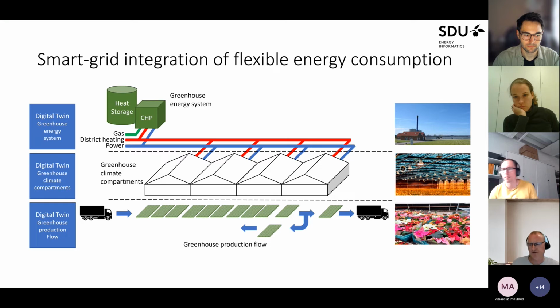Then we make a twin of the greenhouse compartments themselves. That's actually the grow environment. And we also do a twin of the whole production flow through the greenhouse, such that we can do some co-optimization between the production flow and the greenhouse climate compartments.